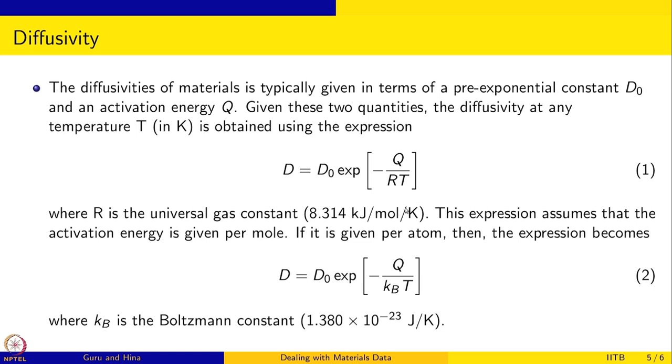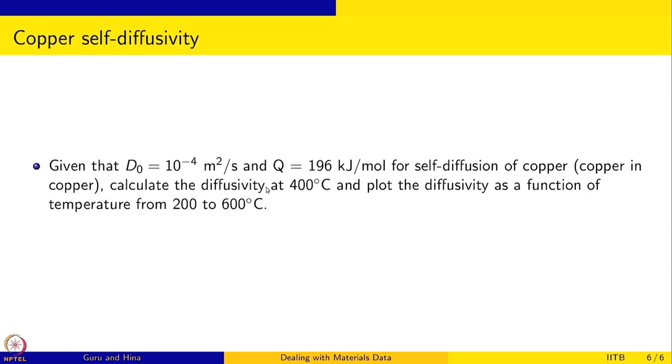We are assuming that this Q is given per mole, but if it is given per atom this will just become KBT, okay, where KB is the Boltzmann constant. So, this is the diffusivity, and typically values of D naught and Q are tabulated and then for any temperature you can calculate diffusivity. Let us take a particular system: this is copper, this is for self diffusion of copper, that is copper diffusing in copper itself.